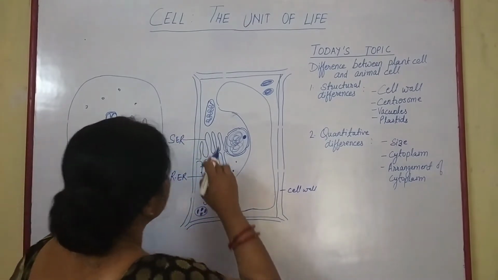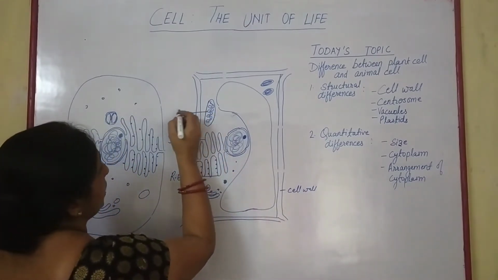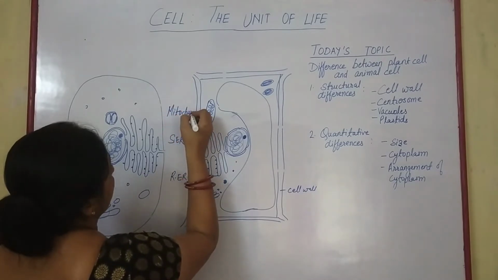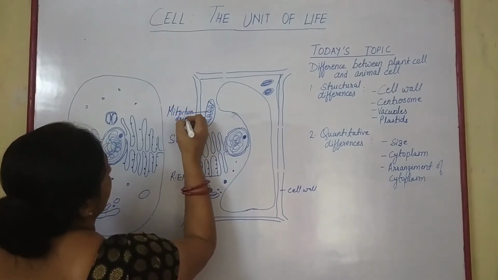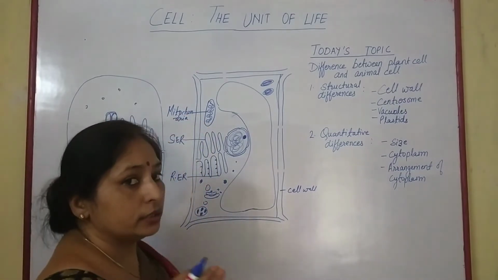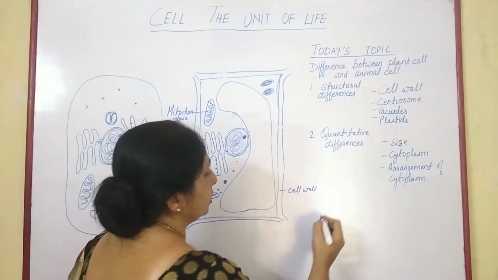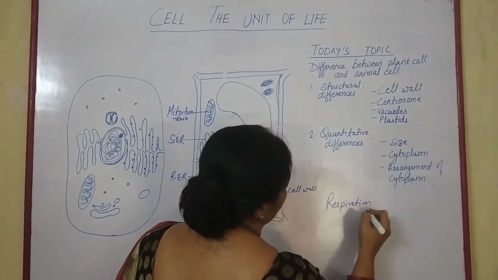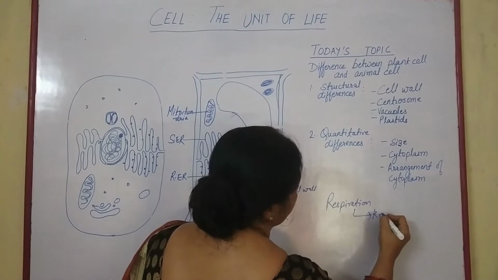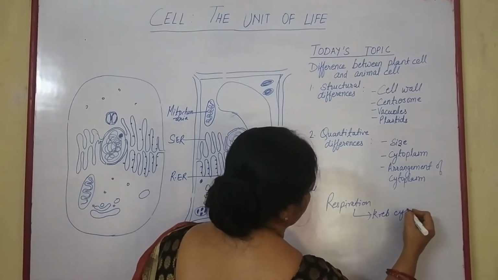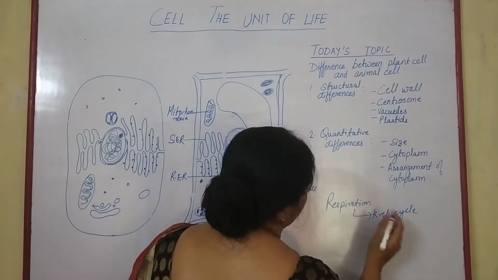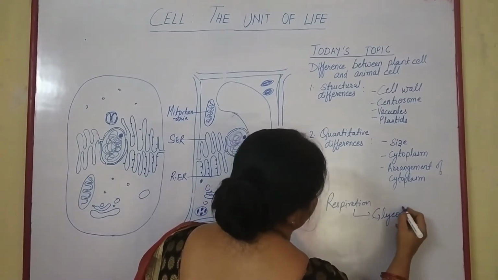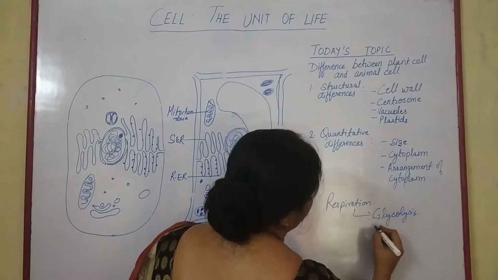Then the powerhouse of the cell, the mitochondria. Mitochondria is the powerhouse of the cell. Respiration involves two steps: first glycolysis, and then the Krebs cycle.